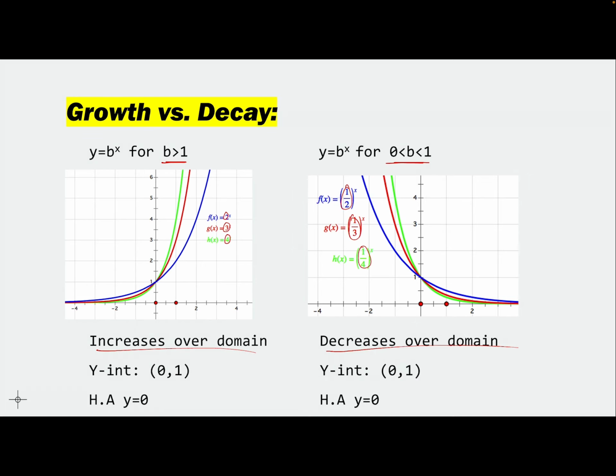And they both have a horizontal asymptote of y equals 0. This is because no matter what you put in for the exponent, you will never ever get 0. So this power can never equal 0.